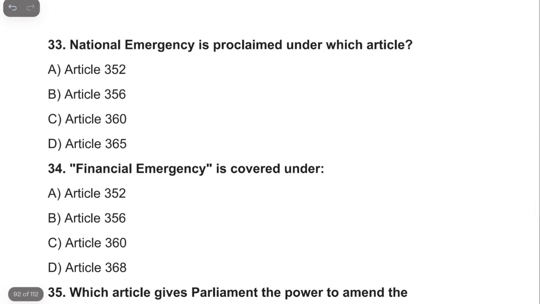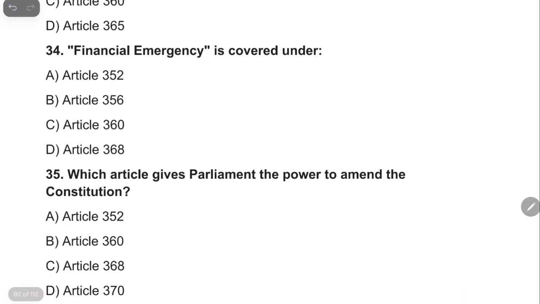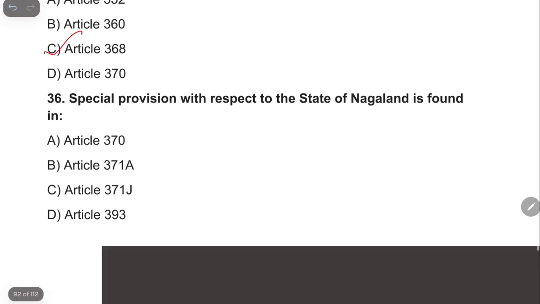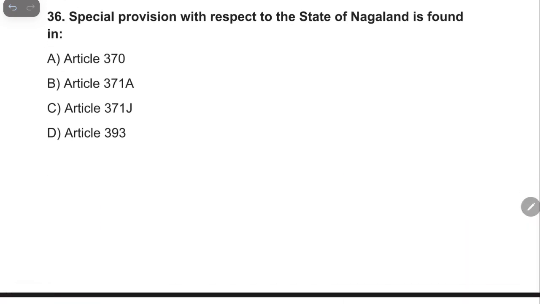National emergency is proclaimed under which article? Article 352, option A. Financial emergency is covered under Article 360. Which article gives Parliament the power to amend the Constitution? Article 368. Special provisions with respect to the state of Nagaland is found in Article 371A.